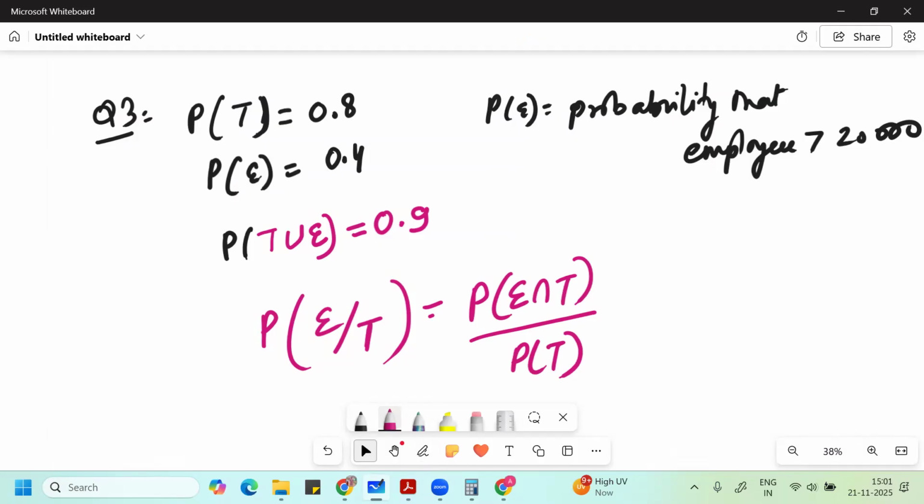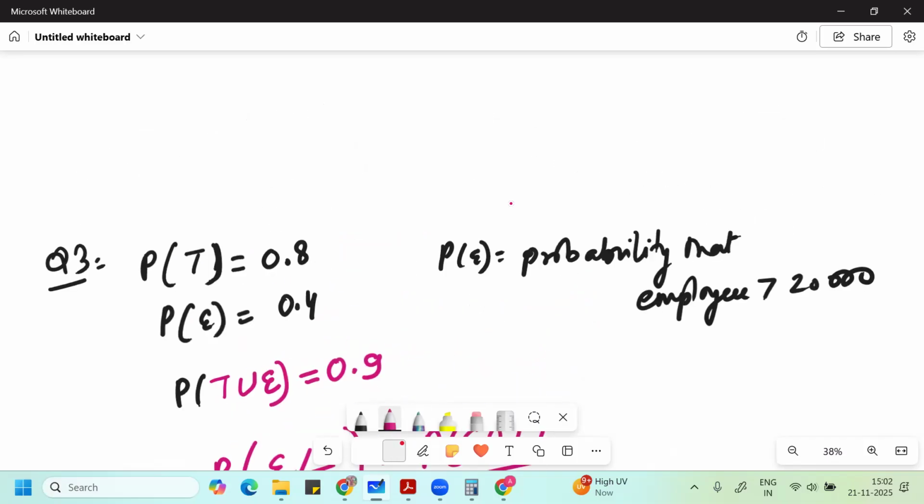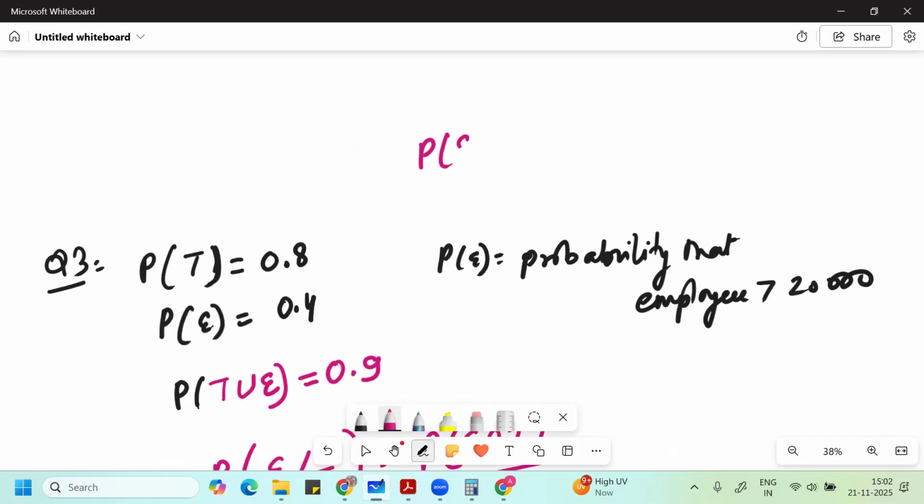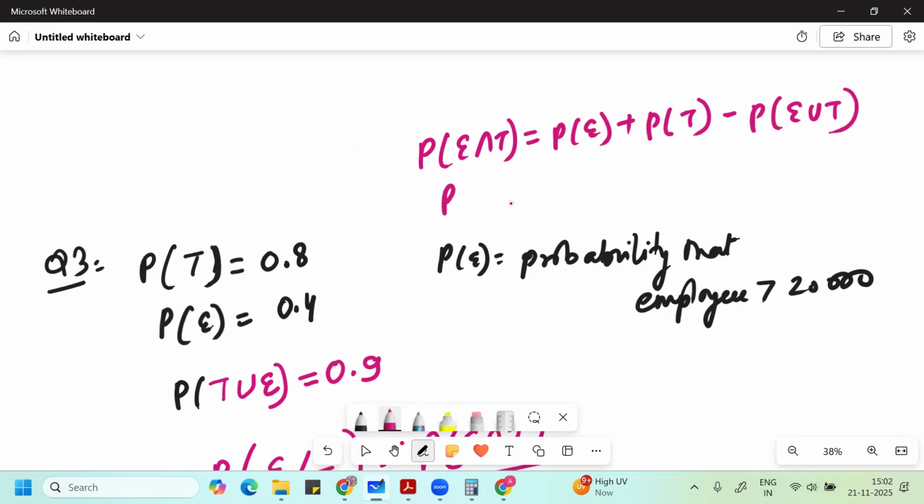I don't think this would be independent even, no? He should be a trainee and earn more than 20,000 rupees. That cannot be an independent event. So the union is given. Okay, so what we can do is find the probability of E intersection T as probability of E plus probability of T minus probability of E union T. That will give us E intersection T, right?